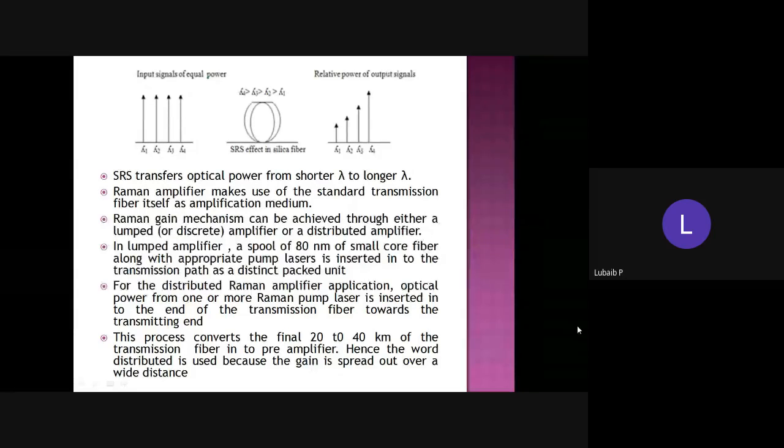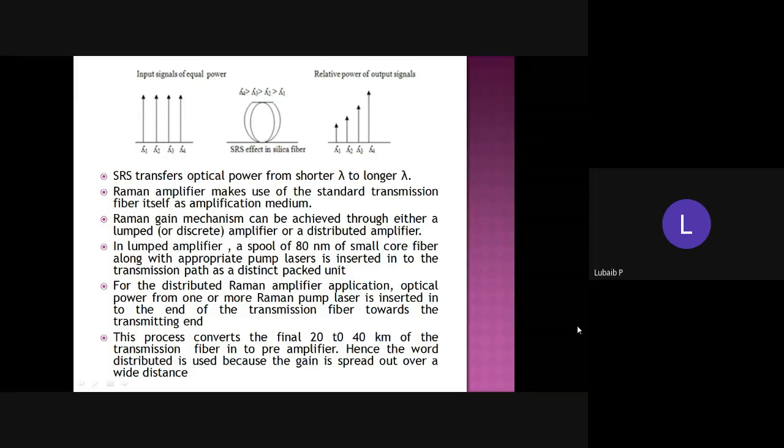The SRS effect, the Raman scattering effect, occurs in this silica fiber. So there is amplification after the SRS effect. Here you can see the amplified version of the signal. The input signals having equal power are changed into the relative powers of the output signal.